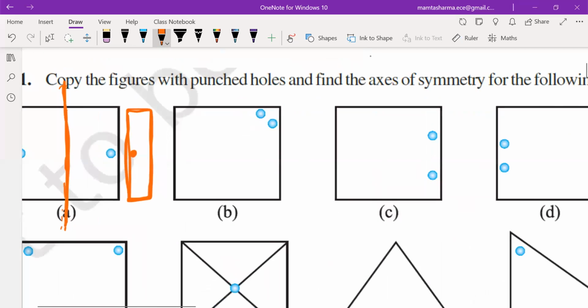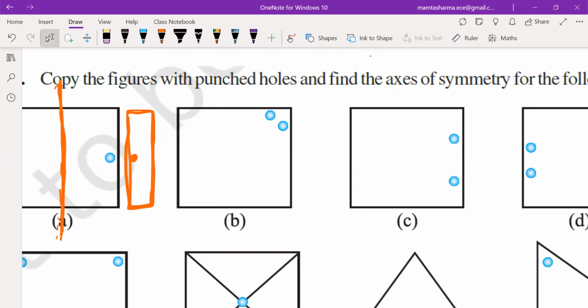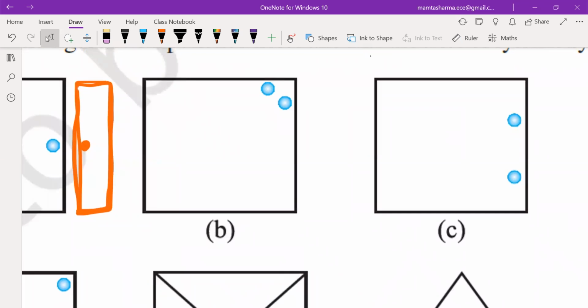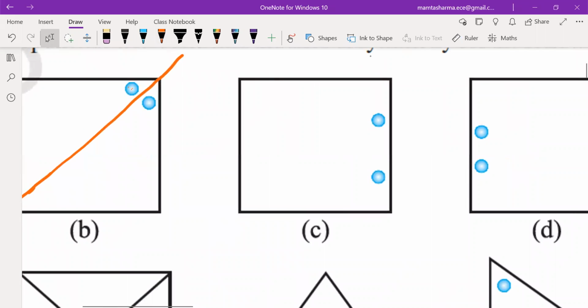Now in the second figure, where will it lie? Second one, we can't do it. Yes, we can do it. You can fold it along the diagonal. When you fold it along the diagonal, this axis, then these 2 holes will coincide on each other. Okay. For the third figure, ma'am, horizontal. Yes, horizontal. When you fold it along this axis, they will coincide on each other. Okay, you can draw that exactly on the middle.